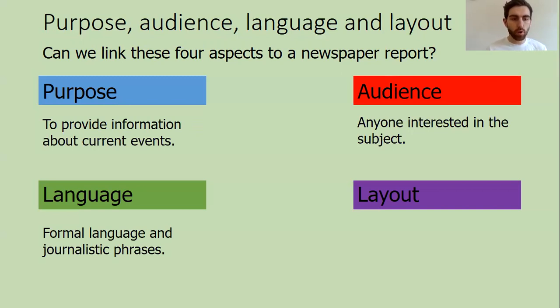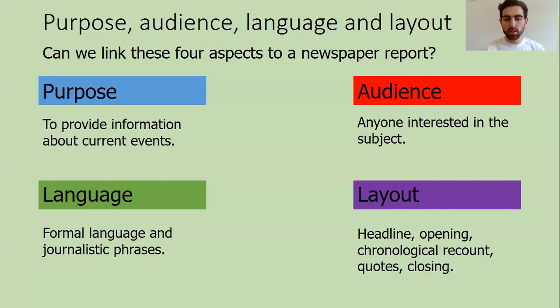Language is formal language and journalistic phrases. In a newspaper report, normally the language that's chosen can be quite formal, and it might include some journalistic phrases. And we'll have a look at what that means in a little bit more detail later on. And then finally, layout, the structure of a report.